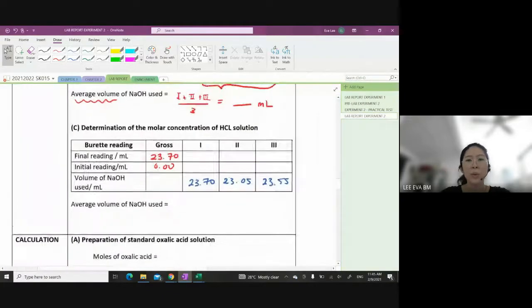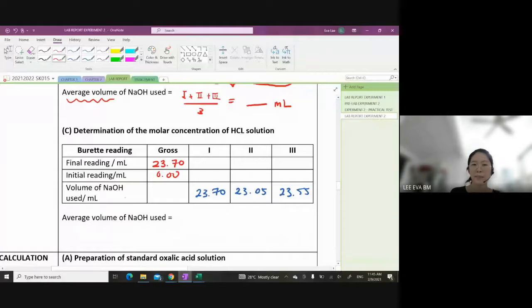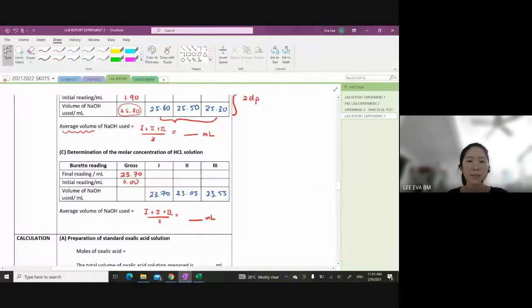For part C it is the same. Every reading inside the table, we use 2 decimal points. The result also comes from the video. And the average volume is still the same, using 1, 2, 3, divided by 3, and you get your average volume here. All right, any questions for the result recording here? Any questions on the results data part?